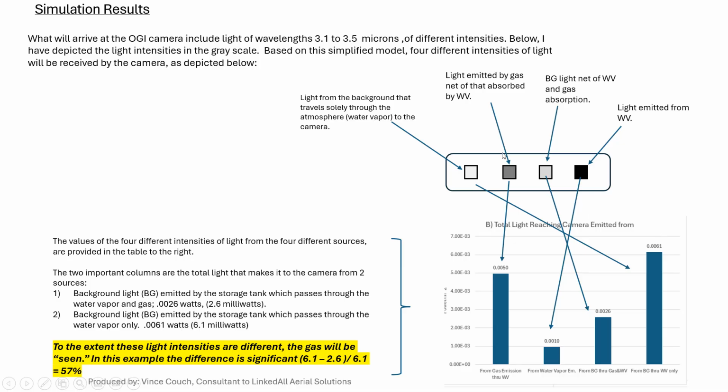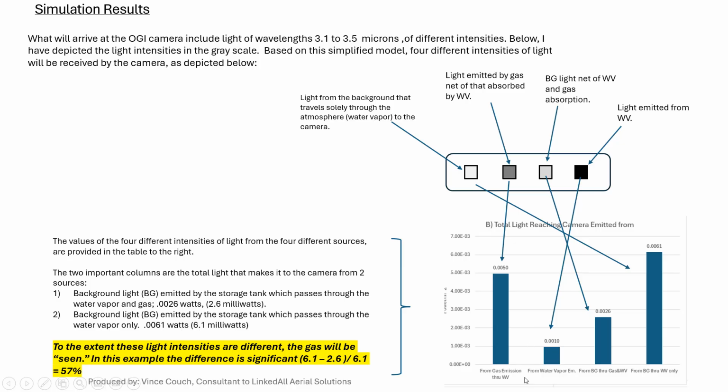Light emitted by gas, net of that absorbed by water vapor, is 0.0050. This one is the background light, net of water vapor and gas. All right, so that's 0.0026. And then we've got light emitted from the water vapor, 0.0010.